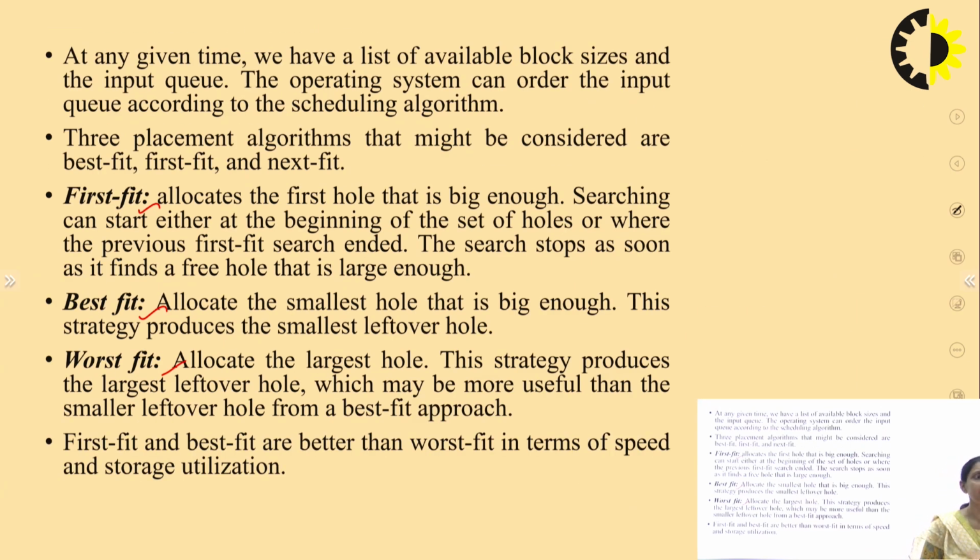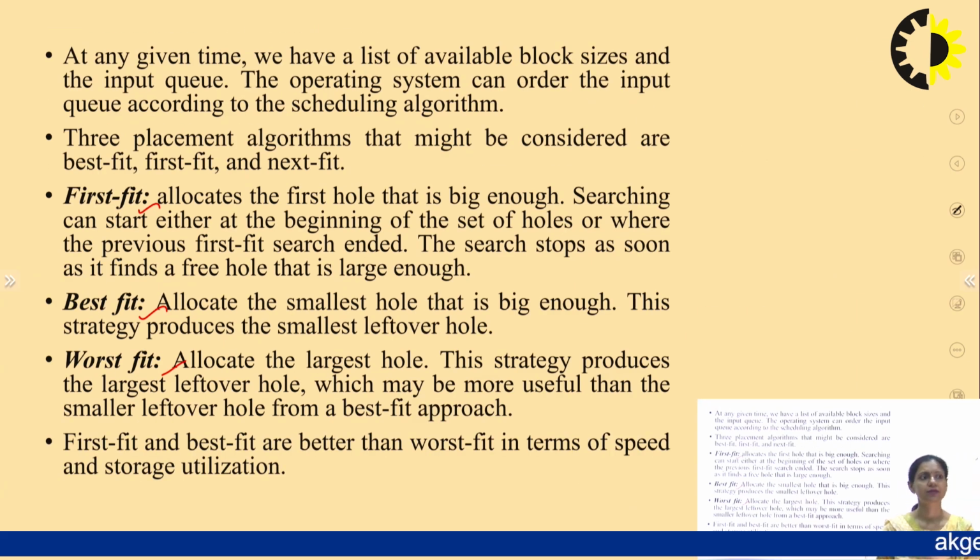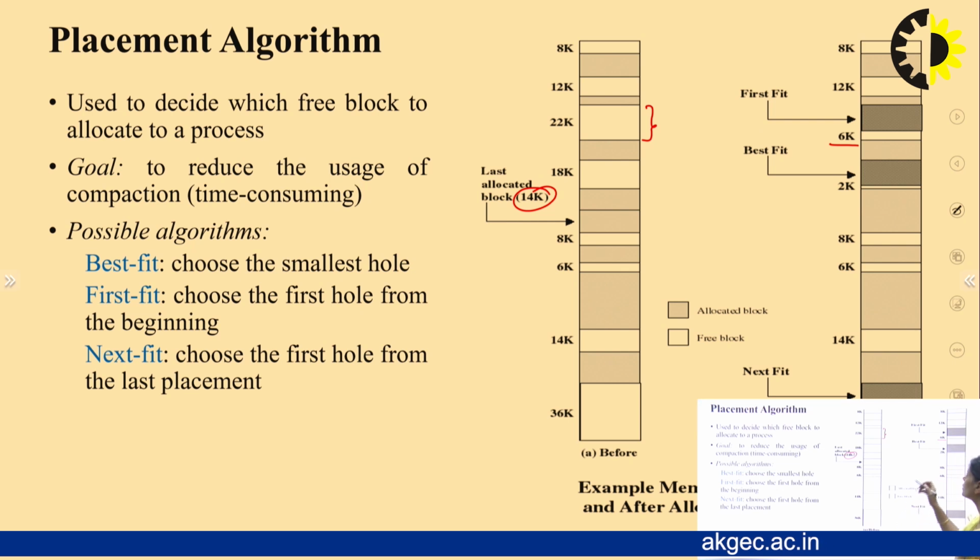The best fit allocates the smallest hole that is big enough. So here it produces very small leftover holes. If we talk about the smallest fit, it was a 14 KB process. This was allocated when we were talking about the first fit, but when we talk about the best fit, this would be the best possible place where the 14 KB process can be allocated.